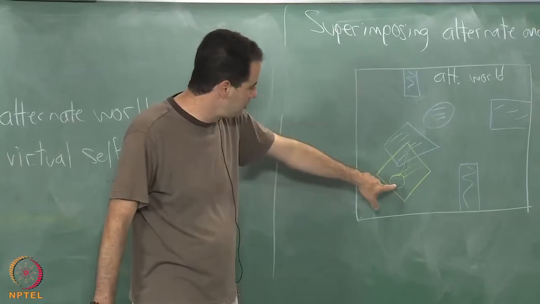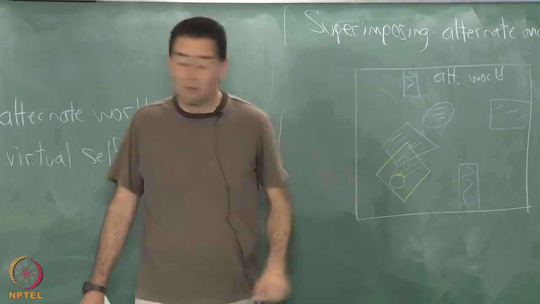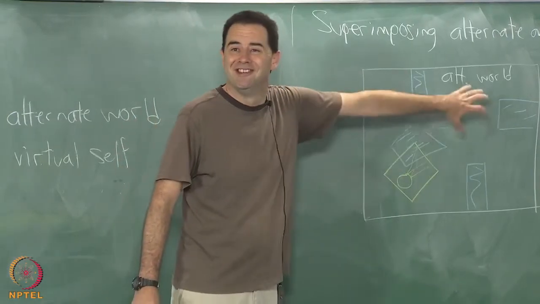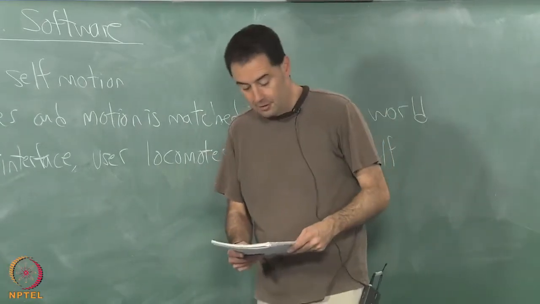So case number 1, to summarize, is where the head is moving inside of this box, and case number 2 is when you're moving the entire box inside of this alternate world. Questions about that?